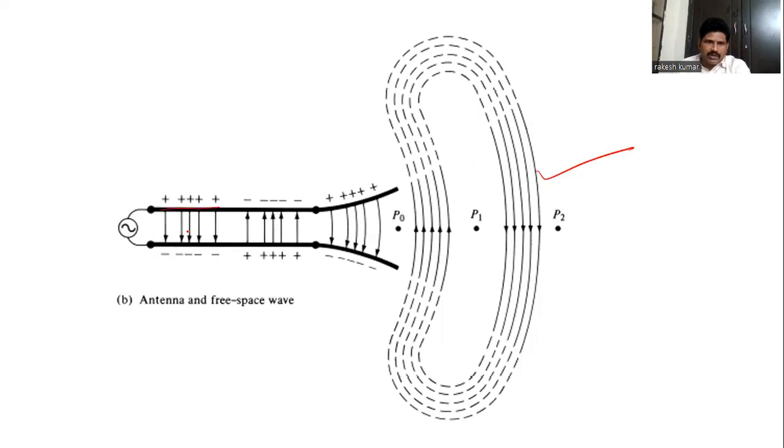Up to here the waves are bound together, so the total net value is 0 and no signal will go out. But whenever you bend the structure like this, the electromagnetic waves come into picture, get radiated from the antenna, and move into free space.